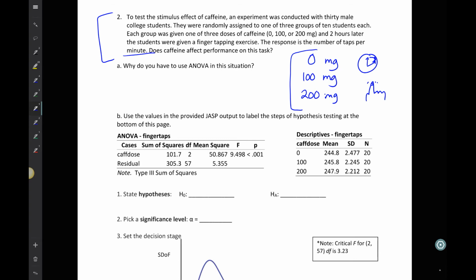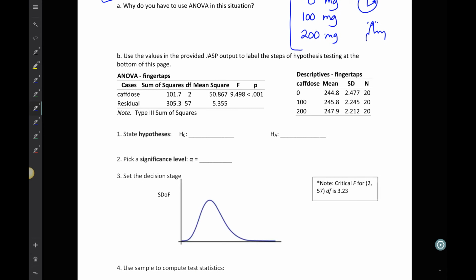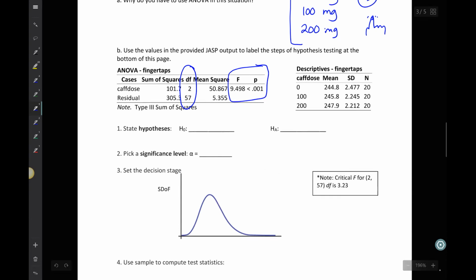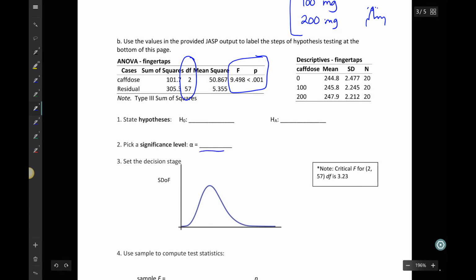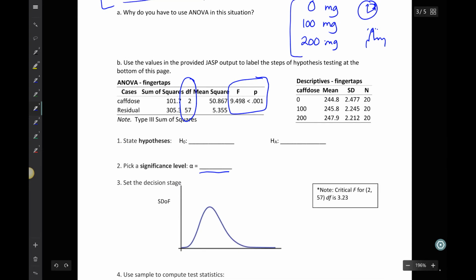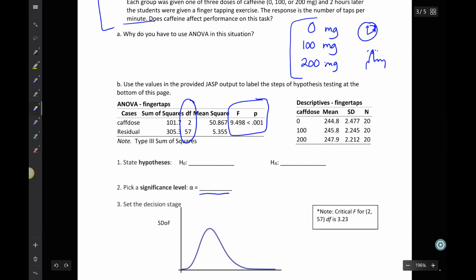Okay, so using that, use the information that is provided in this output. Let me help you out a little bit there. And keep in mind, this is always going to be the same. The hypothesis is going to look a little different in this case, right? Because we have not just 2 groups that we're comparing. The null hypothesis in this case is actually going to be that all of the means are the same, right?